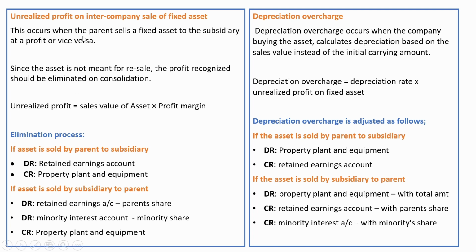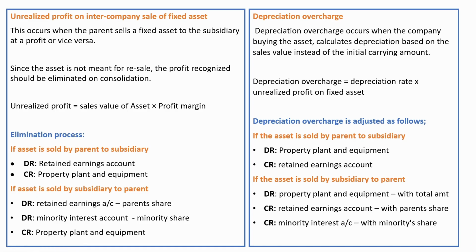So anytime there is intercompany sale of fixed assets and the asset has been sold at a profit, there is going to be a depreciation overcharge. Depreciation overcharge occurs when the company buying the asset calculates depreciation based on the sales value instead of the initial carrying amount or the cost. Depreciation overcharge equals depreciation rate multiplied by unrealized profit on fixed asset.